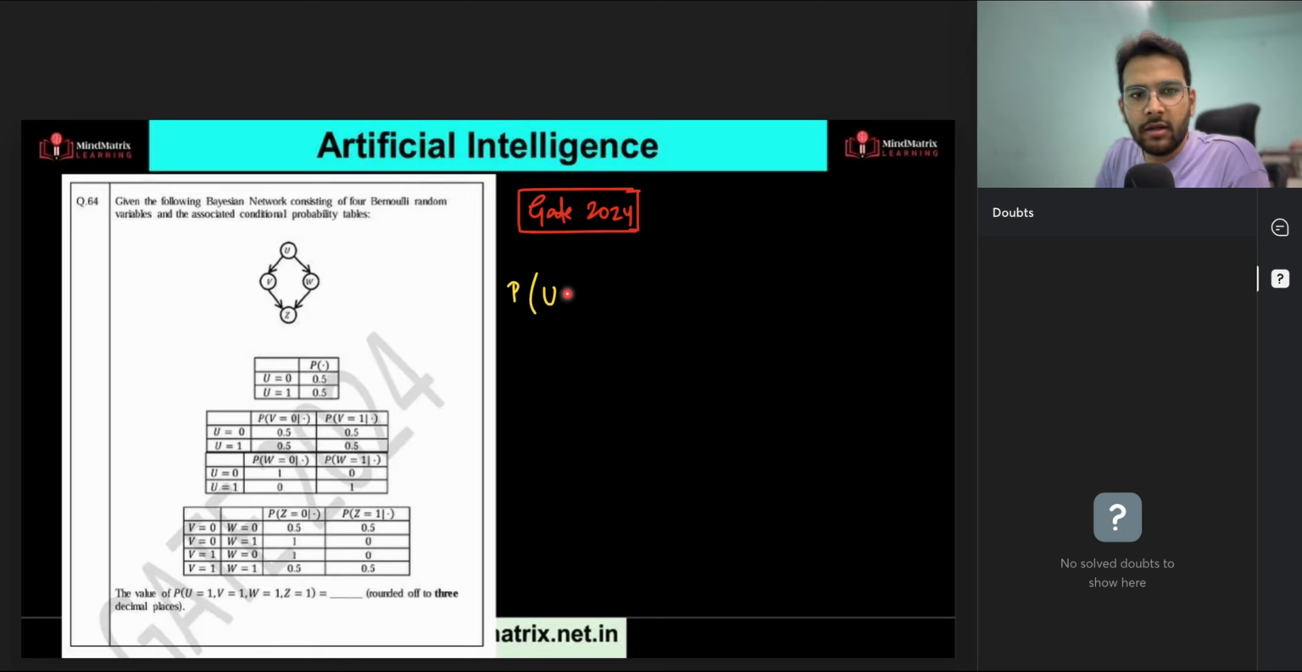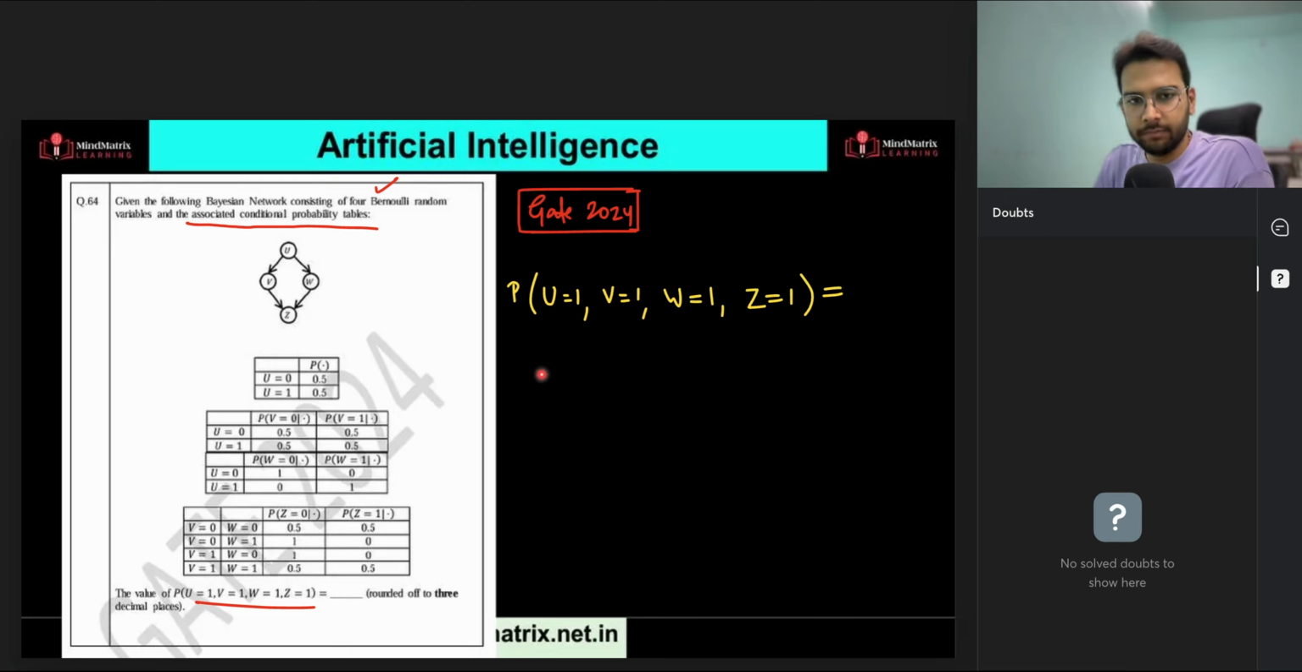We can write like, see, let's see the question also. Consider the following Bayesian network consisting of 4 Bernoulli random variables. That means each random variable can have 2 possible values. And the associated conditional probability tables, CPTs, are also given. You can see here, right? Now we need to find what will be the value for this one. Where probability of U is 1, V is 1, W is 1, Z is 1.